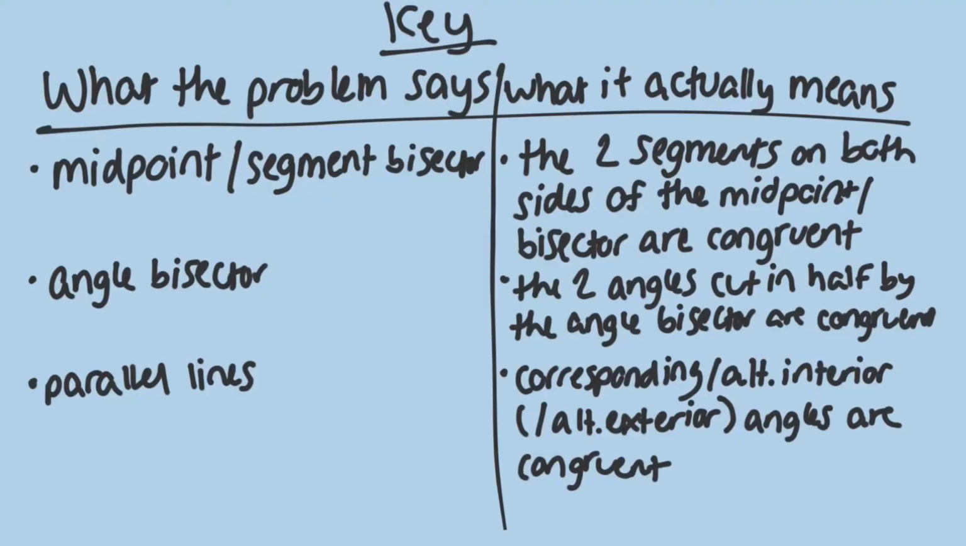Here's some key words to look for. So what the problem might say is that something's a midpoint or something is a segment bisector. If you see that, then it means that the 2 segments on both sides of the midpoint or both sides of the segment bisector are congruent.